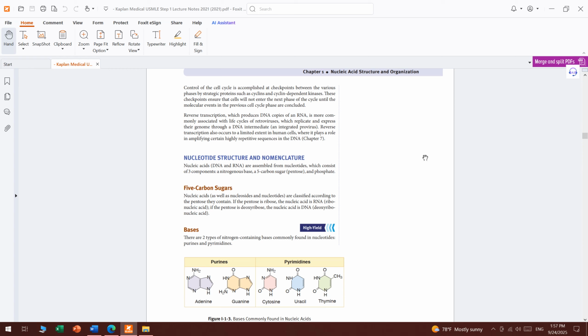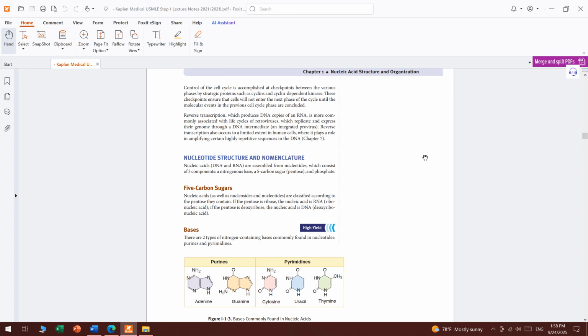Pyrimidines: these bases have a single ring structure, specifically a 6-membered ring. Cytosine is a pyrimidine found in both DNA and RNA. Thymine is almost exclusively found in DNA, while uracil is typically found only in RNA, where it replaces thymine. The presence of a methyl group on thymine distinguishes it from uracil.